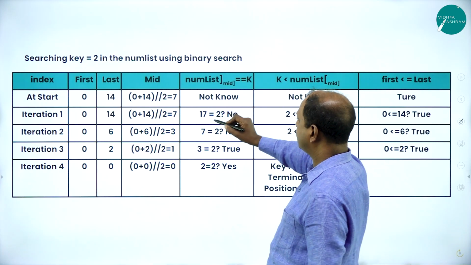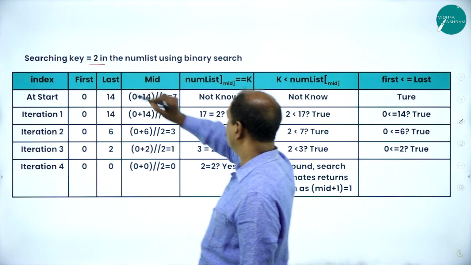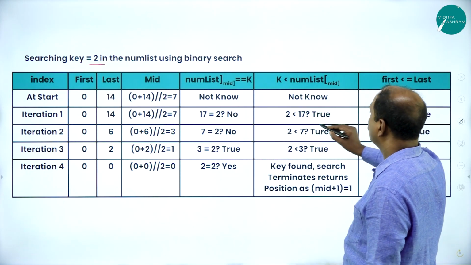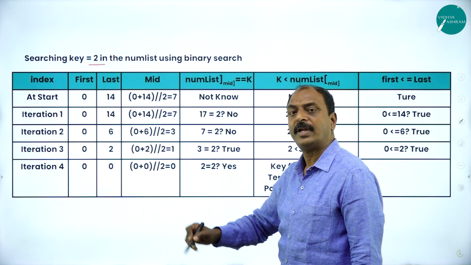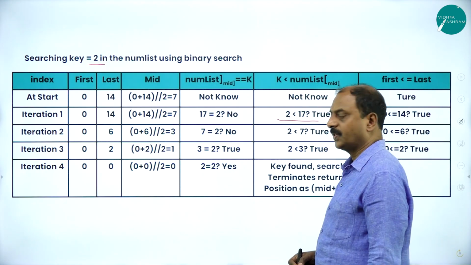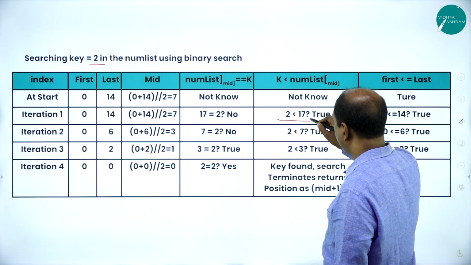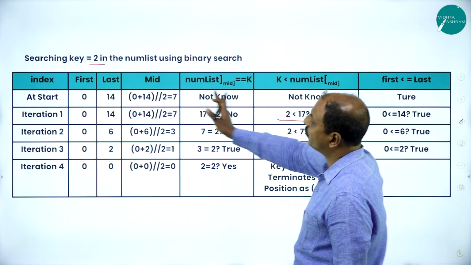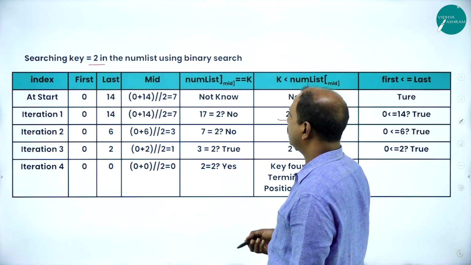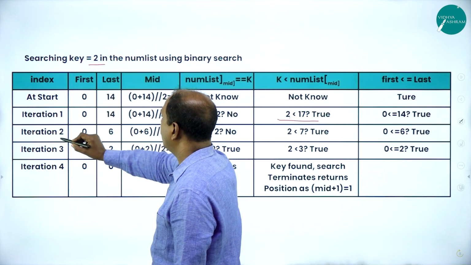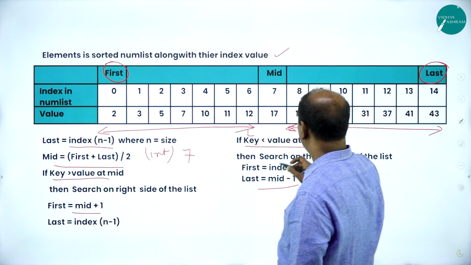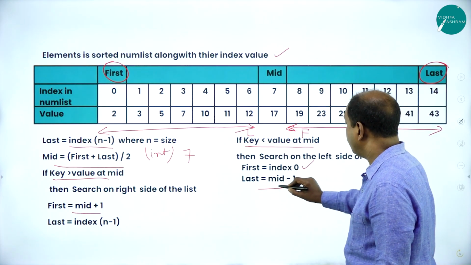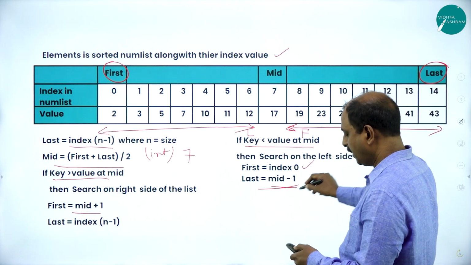I compare 17 with the key value 2. Is 17 equal to 2? No. 2 is less than 17, so we have to go for the next iteration. In the second iteration, since the key 2 is less than 17, we have to search from the beginning till the middle point, the left of the given list. As I told you in the previous slide, for the left-hand side the first value will be index 0 and the last value will be the middle element minus 1. We are following this logic.